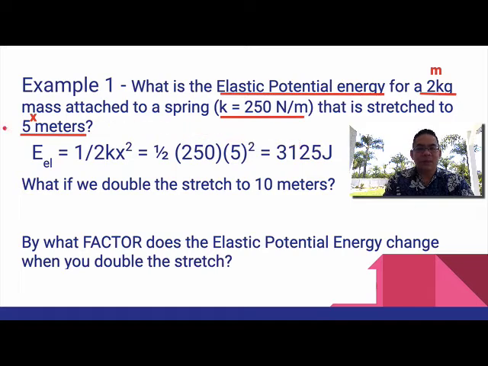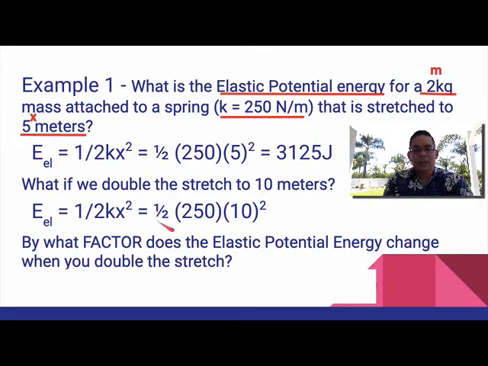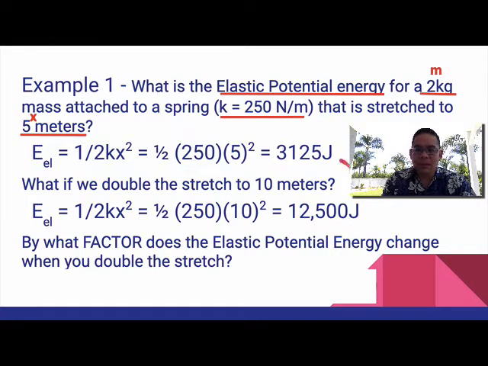So now the question is, what happens when we double this distance? So now we're going to double the stretch. Same formula again. E_el is 1/2 kx squared. This time our K is still 250, but the distance is now 10 meters that we're going to plug in there. So when we plug that in, we get 1/2 250 times 10 squared. Again, we do the square first, which is 100 times half of 250, which is 125, and we get 12,500 joules.